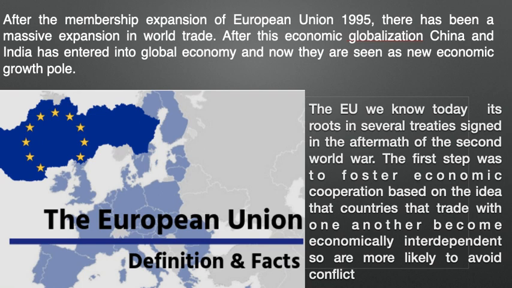After the membership expansion of the European Union in 1995, there has been a massive expansion in world trade. After this economic globalization, China and India entered into the global economy and now they are seen as a new economic growth pole. The European Union we know today is rooted in several treaties signed in the aftermath of the Second World War. The first step was to foster economic cooperation based on the idea that countries that trade with one another become economically interdependent and thereby likely to avoid conflicts.